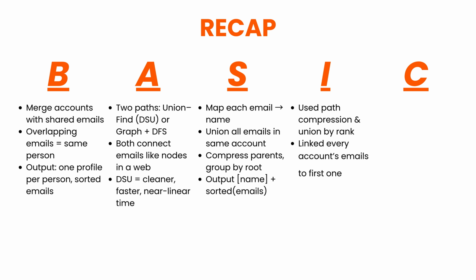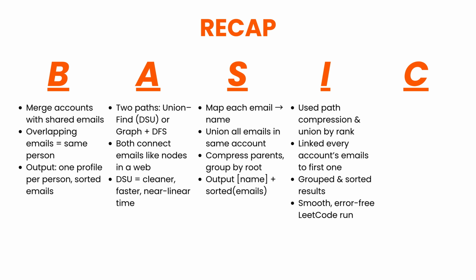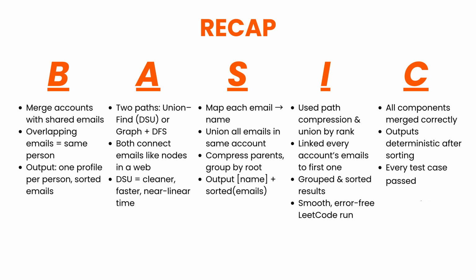We applied path compression and union by rank to keep operations effectively constant, tied every email in an account to the first one, grouped by root, sorted the emails, and it all ran cleanly on Leetcode without any errors. We verified the logic through the Leetcode run. Components merged correctly, outputs were deterministic after sorting, and all test cases passed as expected.